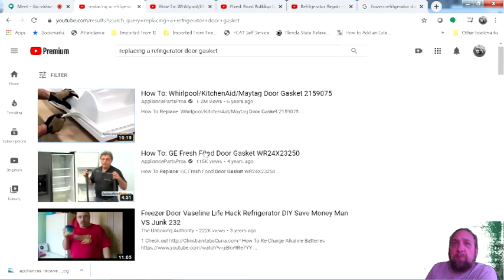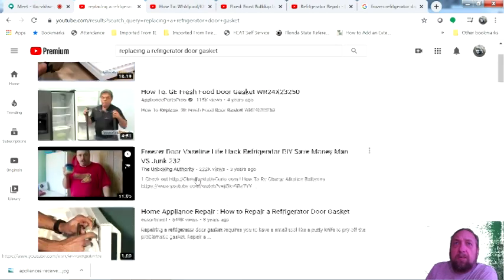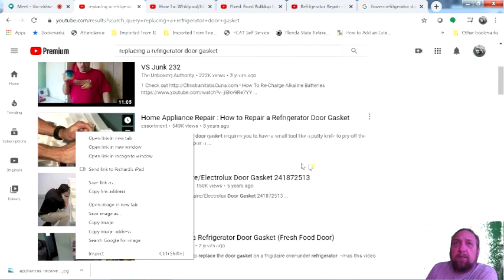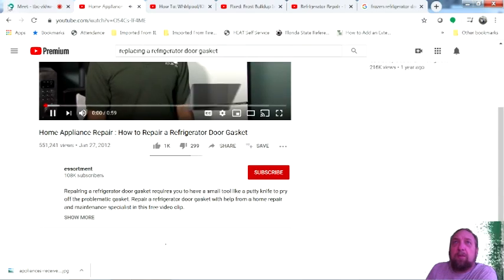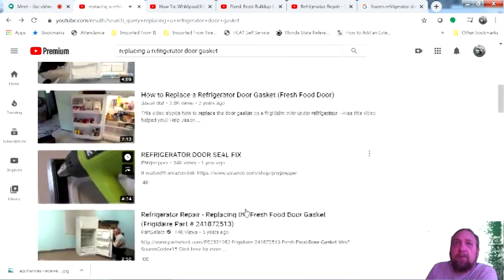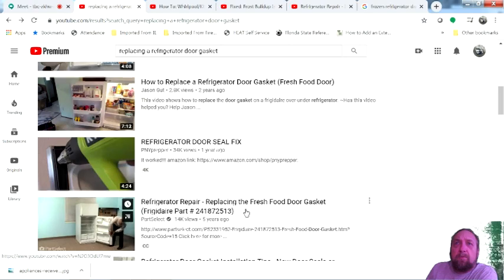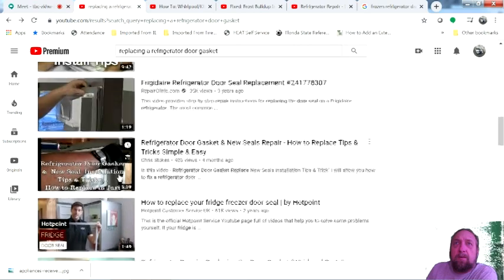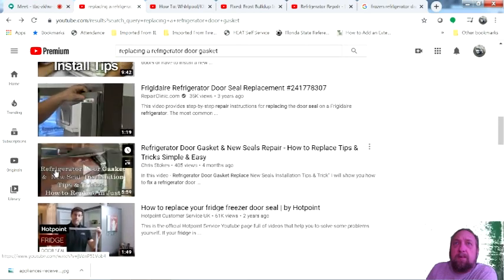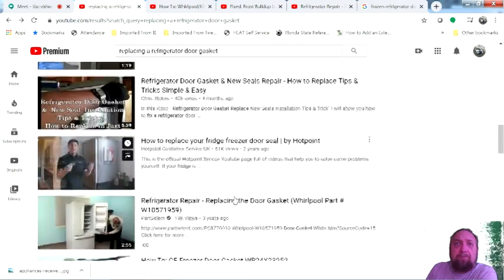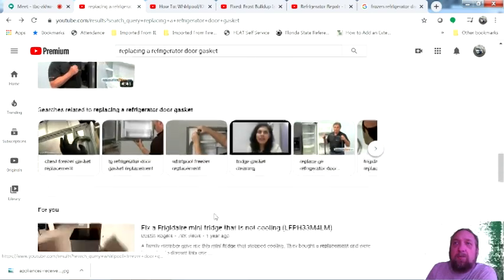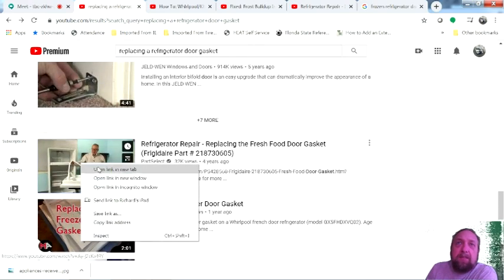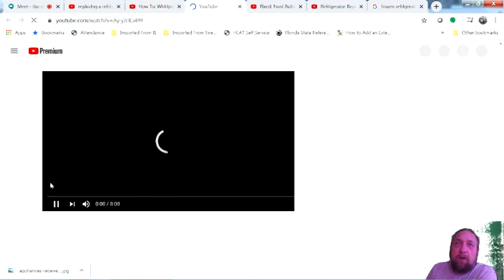So let me see if I can find another picture here with the screws. These are all the easy ones. I haven't found an old one. Let me see this one here. I can't find any of the older ones with screws. Now see, this guy took the door off. You don't need to take the door off when replacing the door gasket.